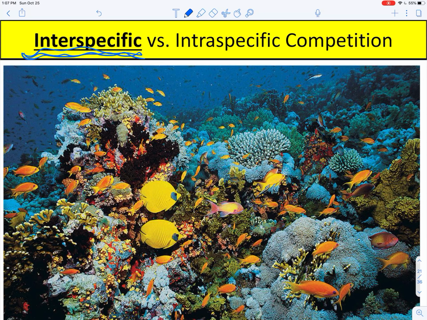So coming back to this coral reef example and thinking about interspecific competition, we may see competitive interactions for food between these two species here. We may see preemptive competition between corals of different species for places for settlement. So again, this is competitive interactions between two different species.